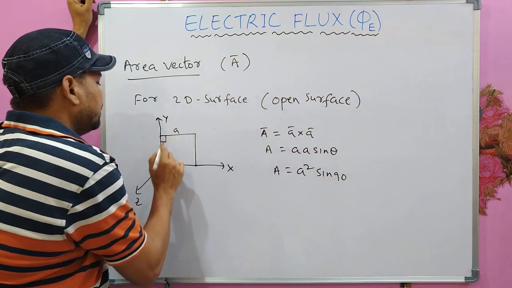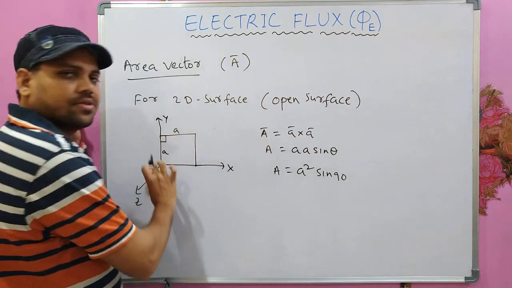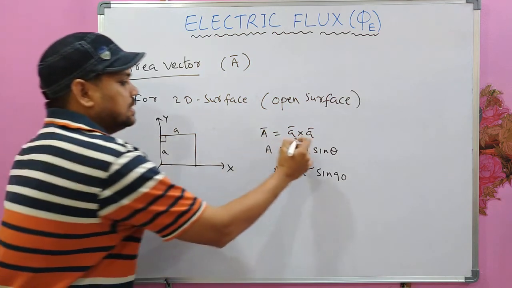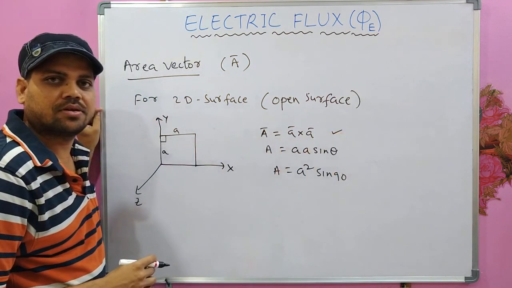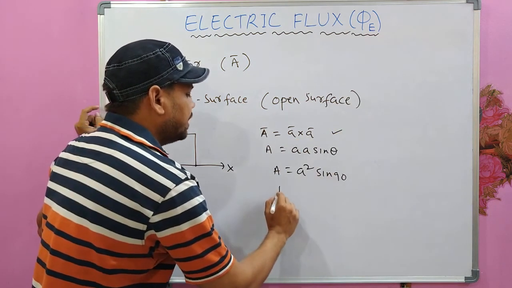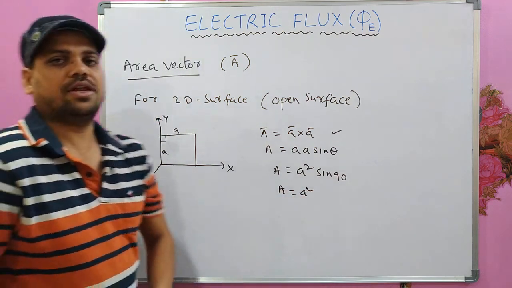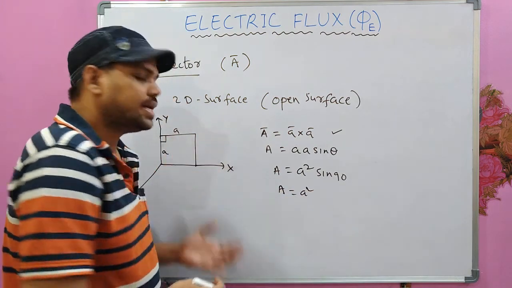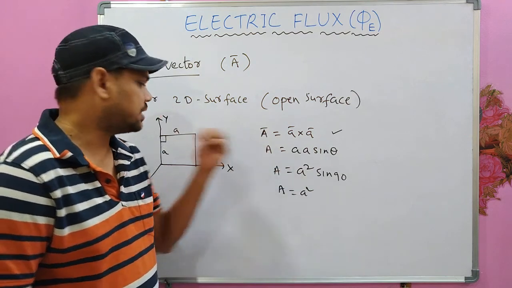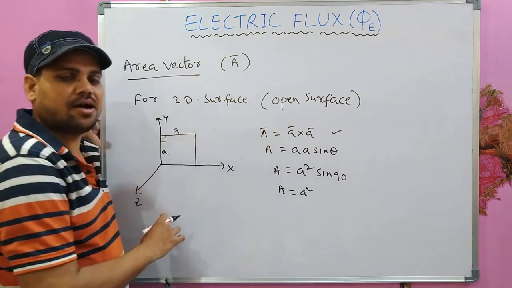See, this is one A and this is another A. What is area? It is length into width. So this A into this A. But that multiplication should be a vector product, not a scalar product. So you will get A square sin 90, which is A square. Whenever you get a question like what is the area of a square, you just say A square if its side is A. But A square is just the magnitude of the area of this square.